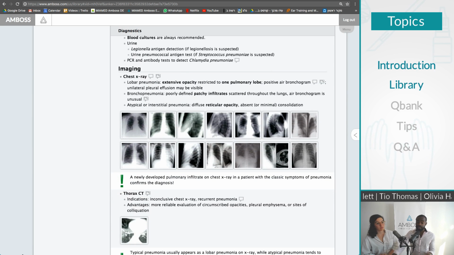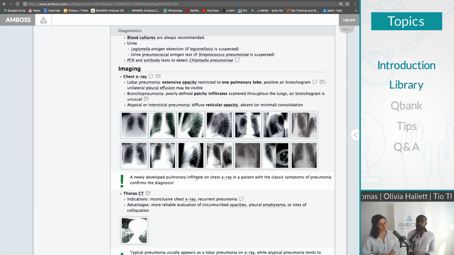And if you notice here, there's this really big outline that tells you that a newly developed pulmonary infiltrate on chest x-ray is the classic symptom for pneumonia, and this is what confirms the diagnosis. So this is one thing you need to know: is this a diagnosis by clinical assessment? Is this a diagnosis by labs? Is this a diagnosis by both?